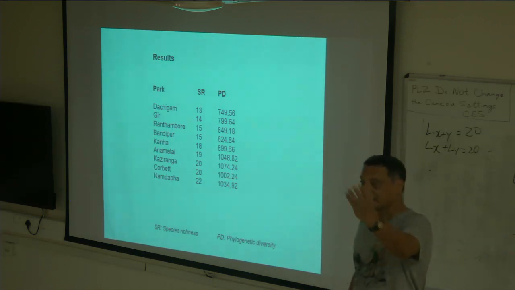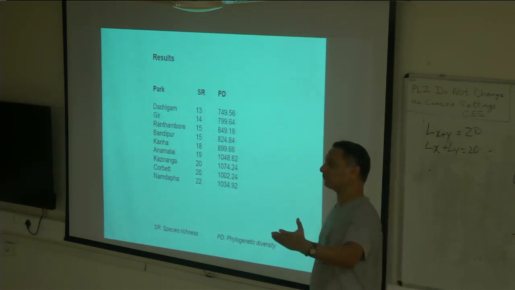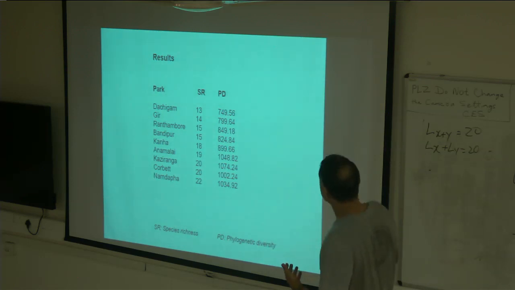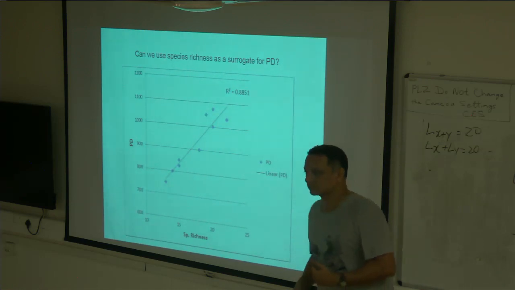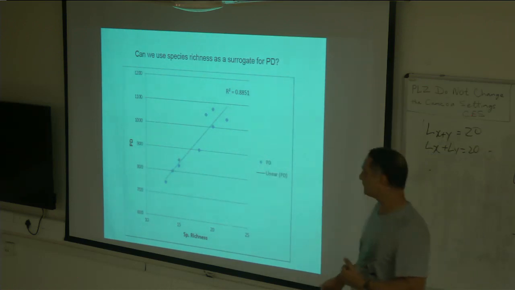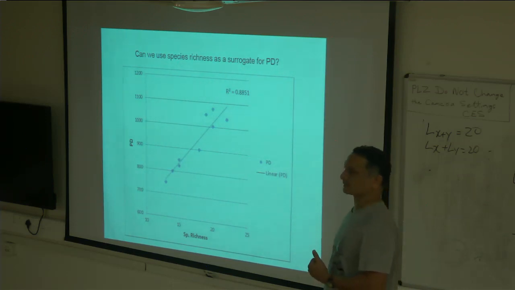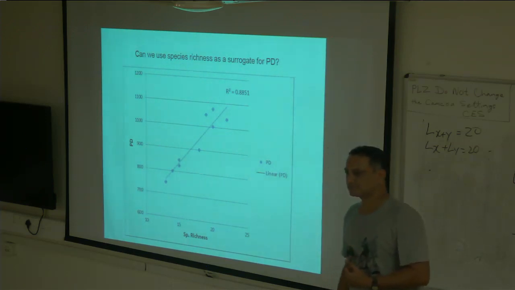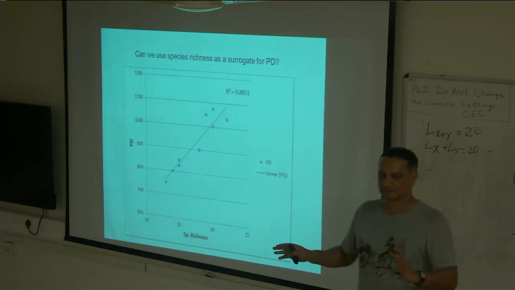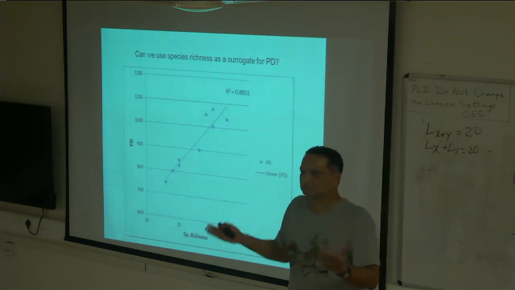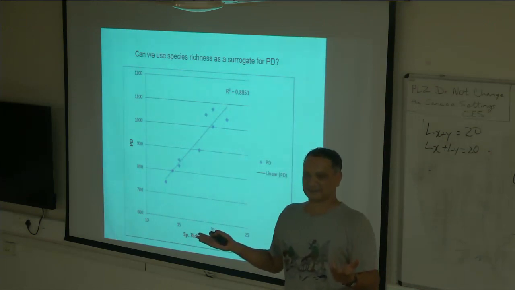So, one thing that is apparent from this exercise, in fact, better illustrated here, is that with increase in species richness, PD increases. And there's a nice linear relationship. And people have shown this in the past. So, why do we need PD then? Right?